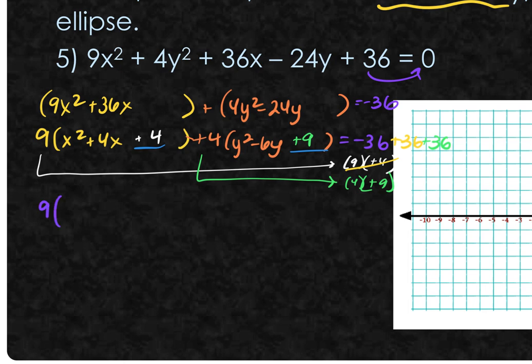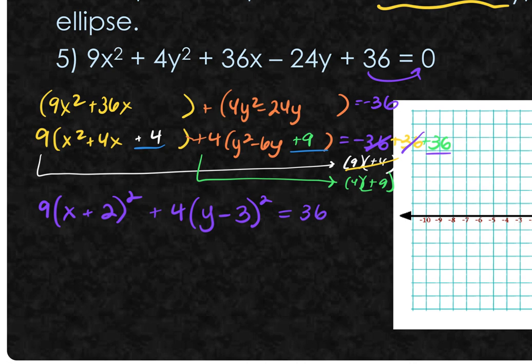I'm going to factor these. Square root the first term, square root the last term, take the sign from the middle, put it in the parentheses and square it. Repeat that process. The 4 is still on the front. Square root the first one, square root the last one, take the sign from the middle, put it in parentheses and square it. And it equals negative 36 plus 36 cancels out, plus another 36.